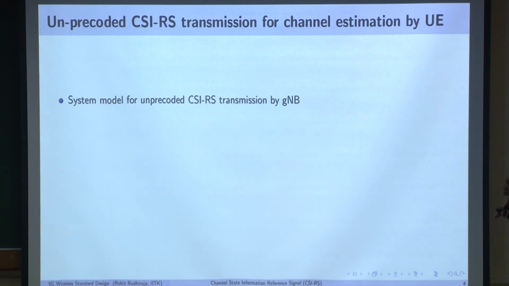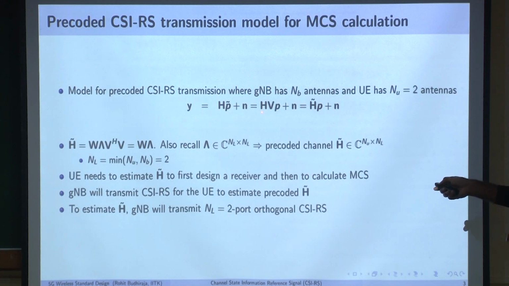Now, the unprecoded channel depends on the number of antennas, while the precoded channel depends on the number of layers you are compressing. Look at the dimension of H and the dimension of H tilde. This is the unprecoded channel, so what is the dimension of this? NR cross NT. And this is NR cross NL. If the base station has 32 antennas, the dimension of H will be 2 cross 32, and if NL is 2, H tilde will be 2 cross 2.